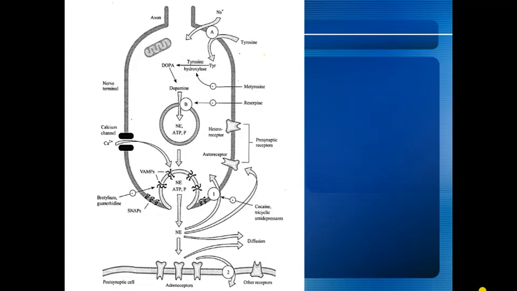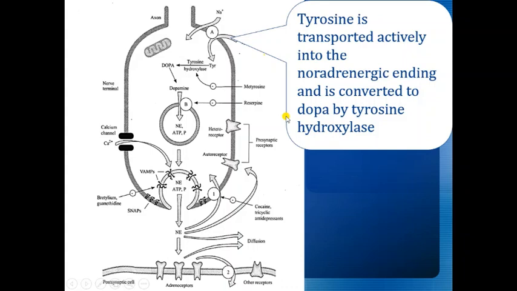Now we see the synthesis and other steps of the neurotransmission related to the adrenergic system. The neurons which synthesize and release adrenaline or noradrenaline are called adrenergic neurons. Here you can see the preganglionic fiber. Here is the synaptic cleft and here is the post-junctional membrane. The synthesis of adrenaline starts with tyrosine. Tyrosine, which is available as an amino acid from the diet, is transported actively into the noradrenergic ending and is converted to DOPA by the enzyme tyrosine hydroxylase. So tyrosine hydroxylase is the first enzyme responsible for conversion of tyrosine into DOPA.